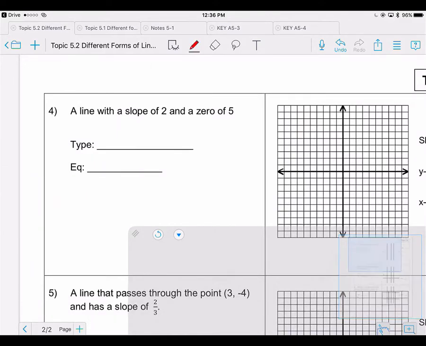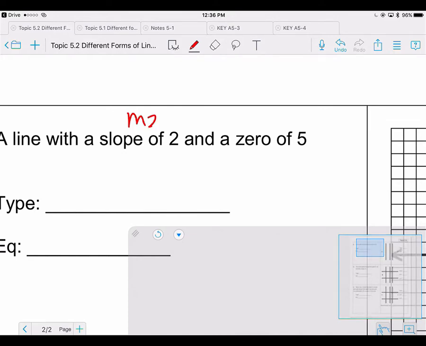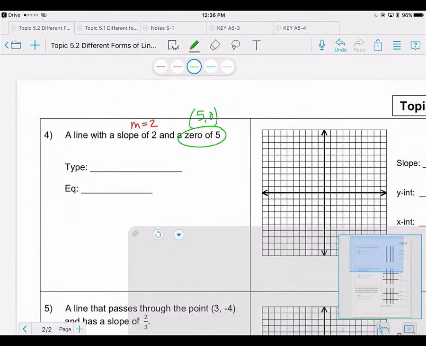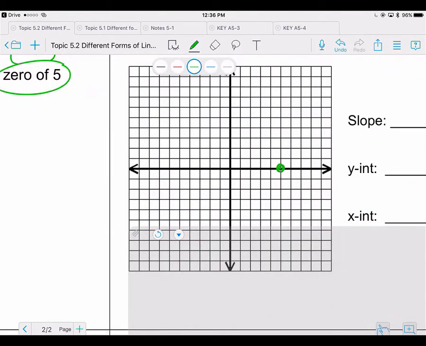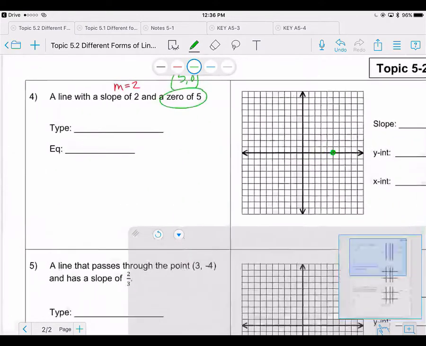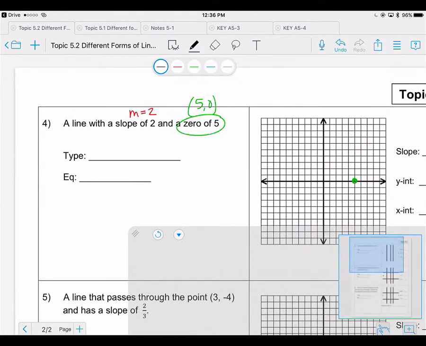Now we have another problem, a slope of 2, so m equals 2. And then a 0 of 5 means the point 5, 0. Remember, 0 means x-intercept. So right there is our x-intercept. Now again, this one would be really good for us to use because we have a point and a slope to use point slope.